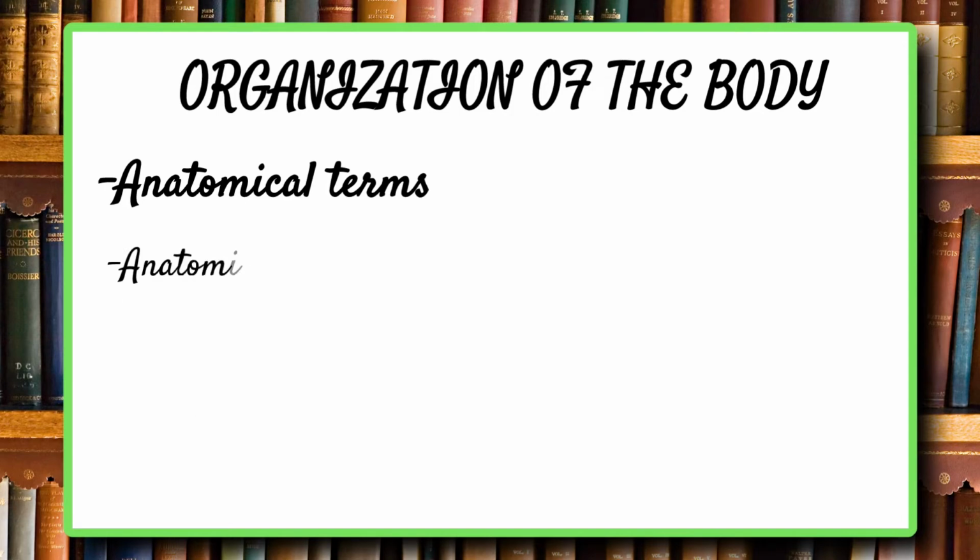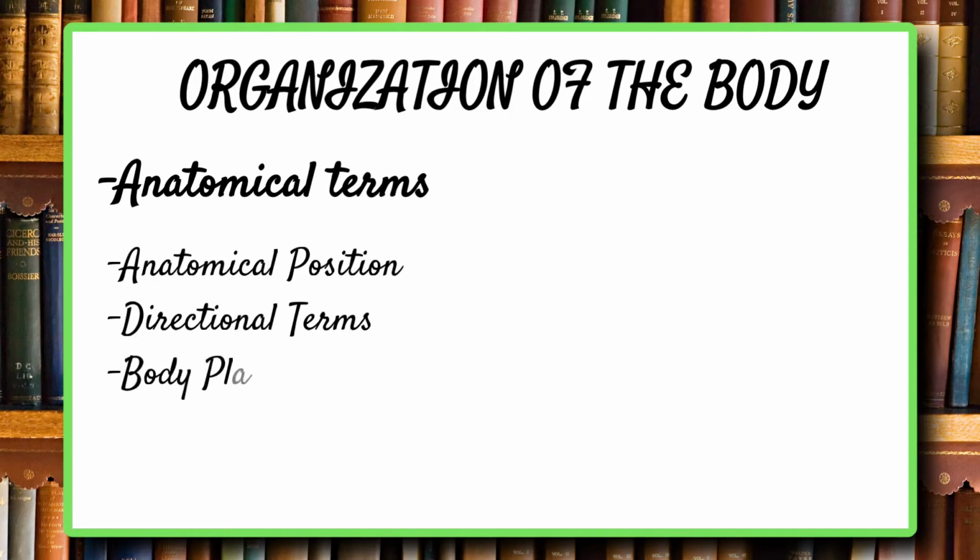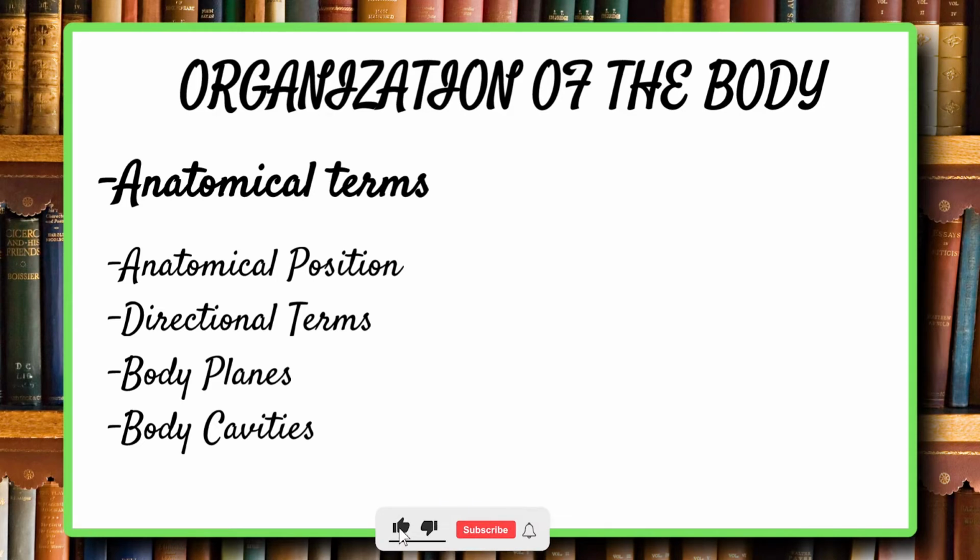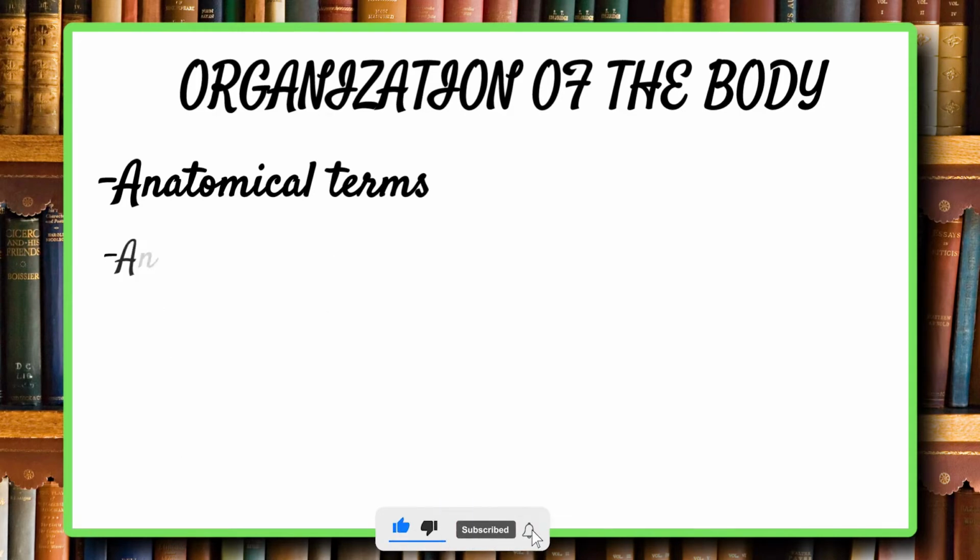Now, under anatomical terms, there are 4 things we need to look at. We need to look at the anatomical position, directional terms, body planes, and then the body cavities. So the first we're going to be looking at is the anatomical position. What do we mean when we talk about anatomical position?